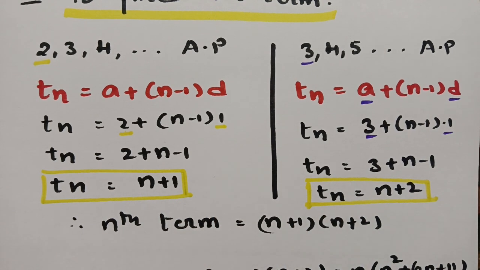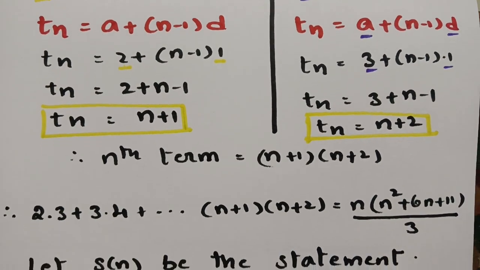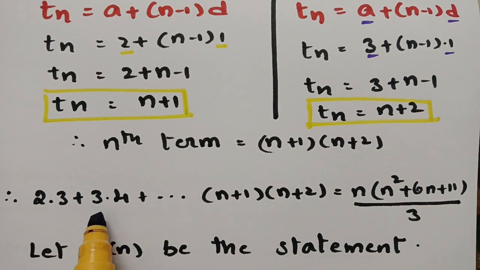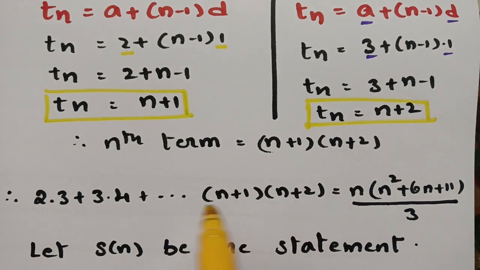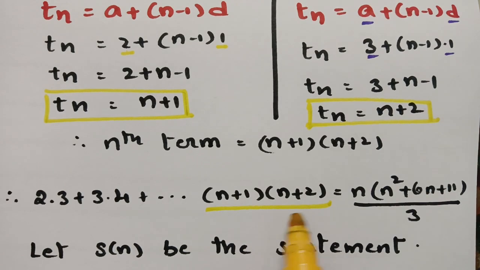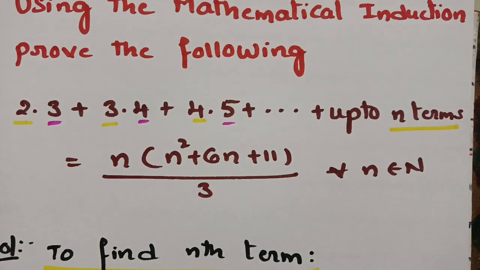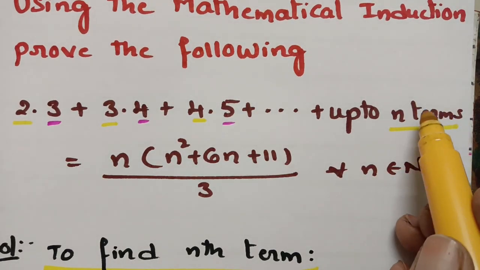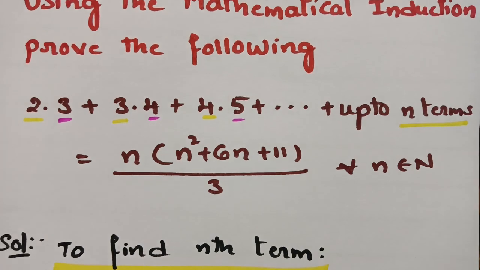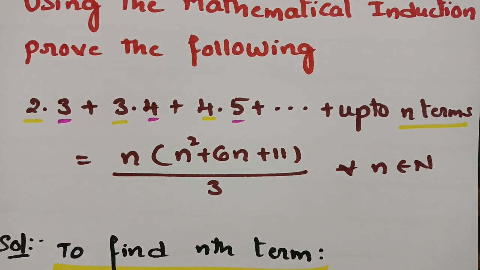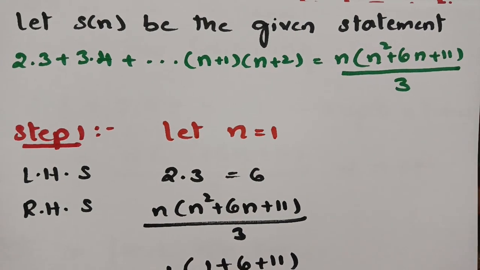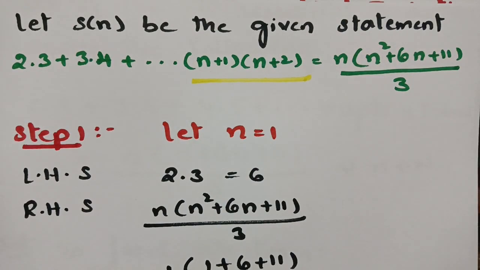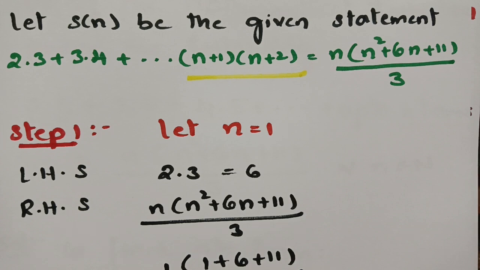Clear? Therefore now our question will be 2 into 3, 3 into 4 and so on, and this will be our nth term. Just now we found that (n plus 1) into (n plus 2) is equal to n into (n square plus 6n plus 11) by 3. So we have substituted this nth term and this will be the question, and therefore we take that as the statement. Let Sn be the given statement. After writing the nth term here as (n plus 1) into (n plus 2), this is the total statement.